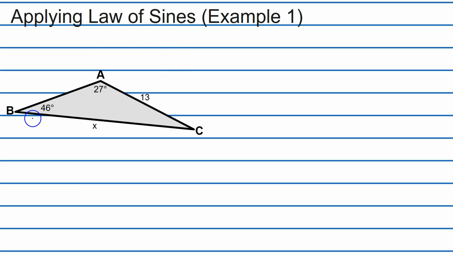So, we have sine of B divided by little b, which is equal to sine of A divided by little a. The reason I'm using A and B is because that's the information I have. I don't have anything for angle C or the side opposite of angle C. So that's why I'm using B and A.